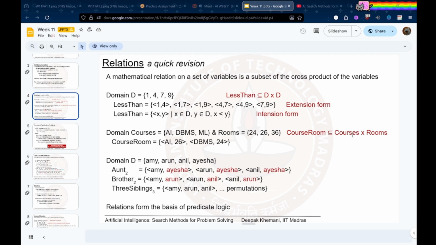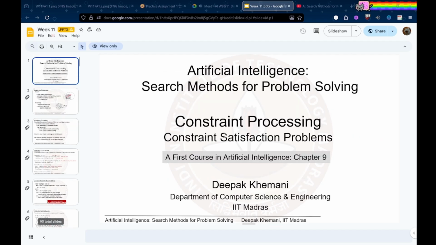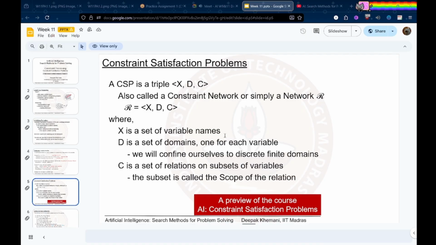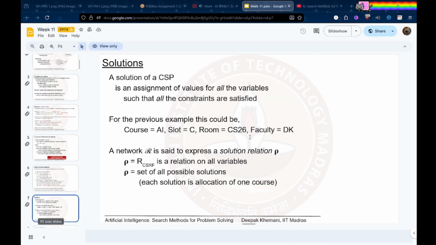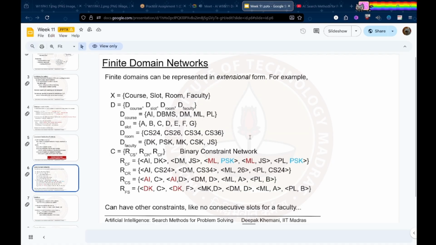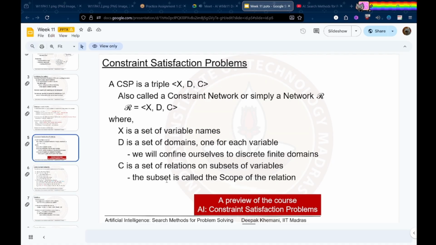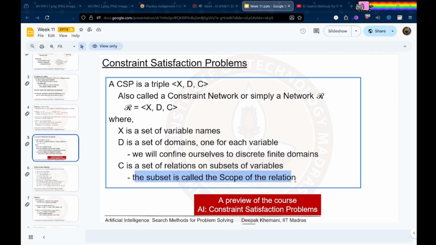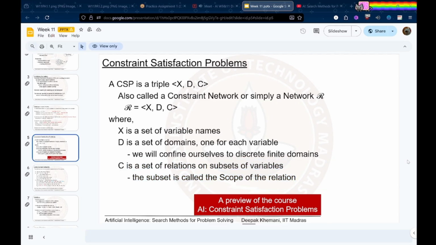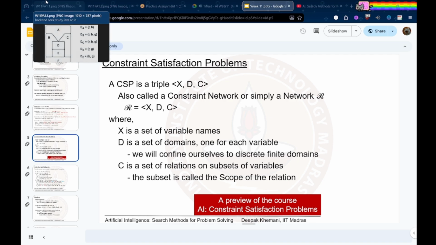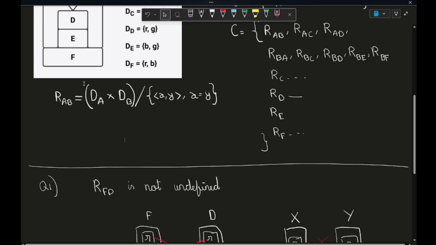Course room is a subset of courses and room. So where is it mentioned that it should be the entire Cartesian product? Let's read it. In some slide, the given definition of C here itself? It says the subset is called the scope of the relation. It is a relation on subsets of variables. So if we're just talking about relations, then the basic relation is the Cartesian product, right?